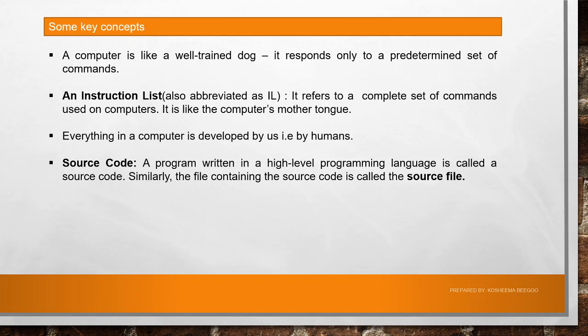Source code is like Python. Python is a high-level programming language. It's object-oriented. So when we code, when we put the instruction list, it's in a code. This is known as source code. And now when you save it, we have a source file.